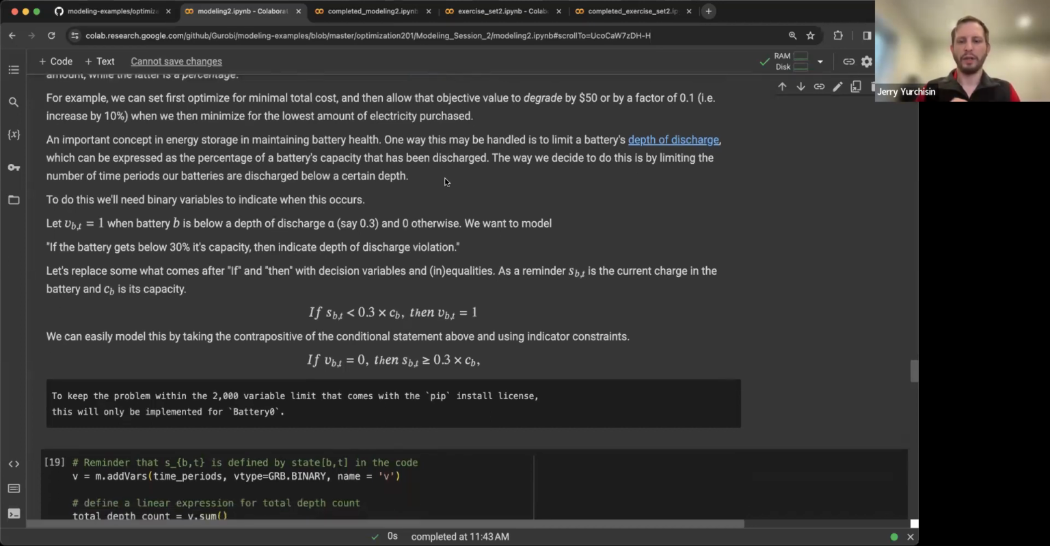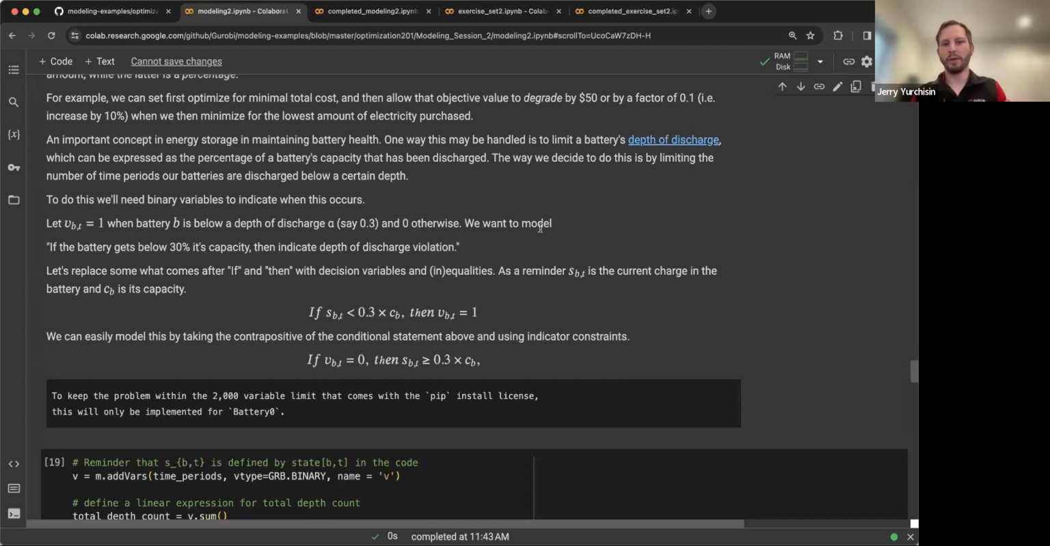One way that we can start modeling something like that is by setting up an event. I want to know when my battery is less than a certain threshold, and once it's less than that, I want a switch to turn on that says we're below this certain level for depth of discharge. That's a great way to introduce a binary variable. So V sub BT is going to be 1 when battery B is below a certain depth of discharge, maybe 30%, 0.3 of its capacity, and 0 otherwise.